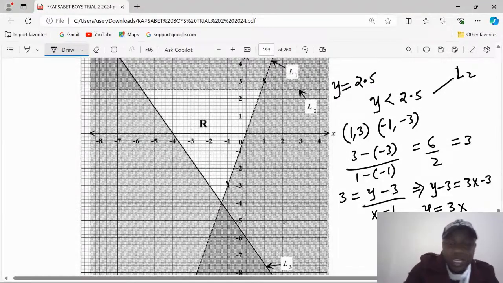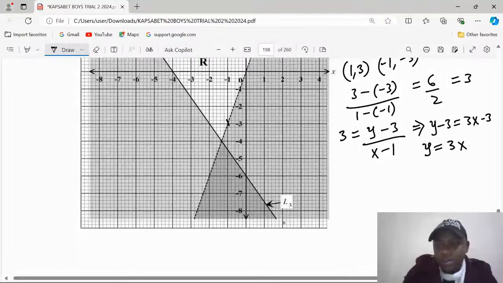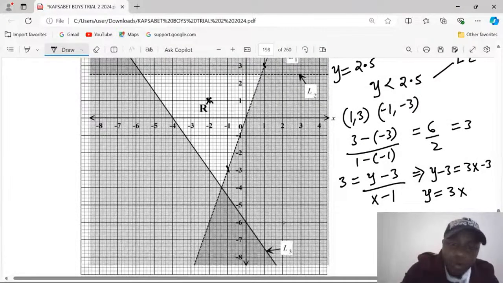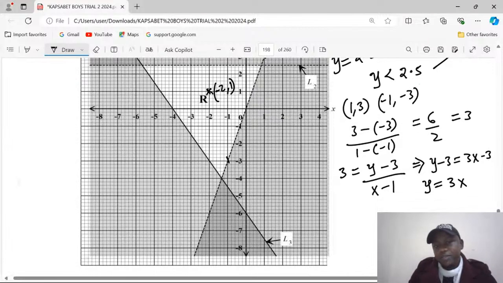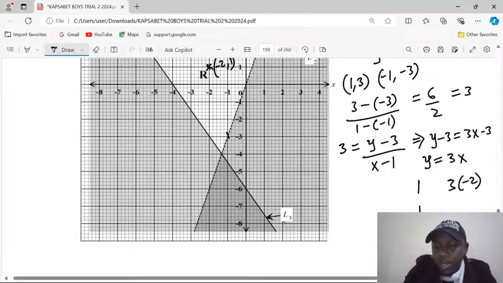If that's the line, now we can determine the inequality sign that we are going to use. We determine that by picking one of the coordinates in the required region. Let's say a coordinate like (-2, 1). It means where there is x, we put -2, where there is y we put 1. So the coordinate is (-2, 1). So 1, then 3 times -2. This is going to be 1 and -6.